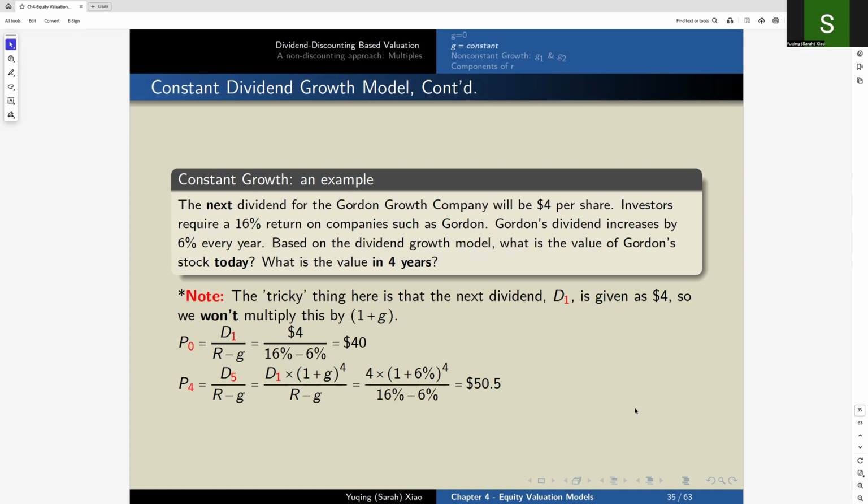16% minus 6% leaves 10%. And the third step is to divide: 4 divided by 0.1, which equals $40.